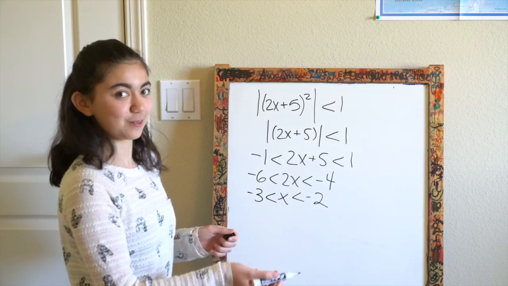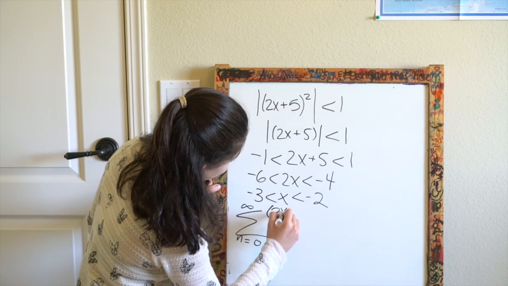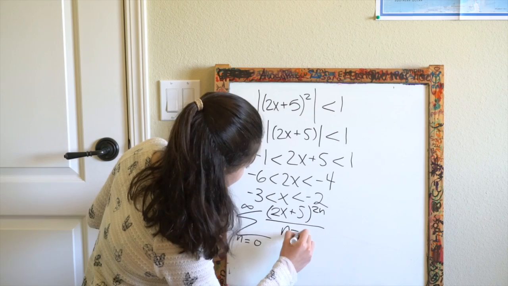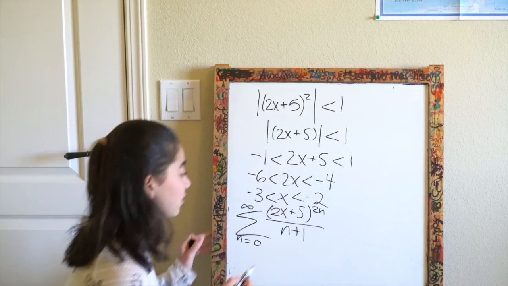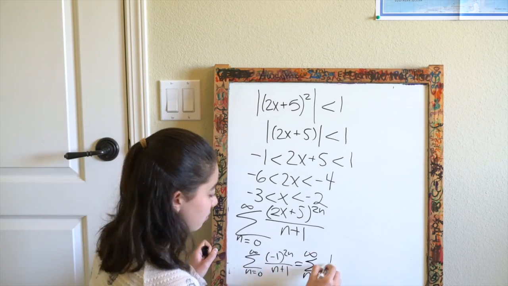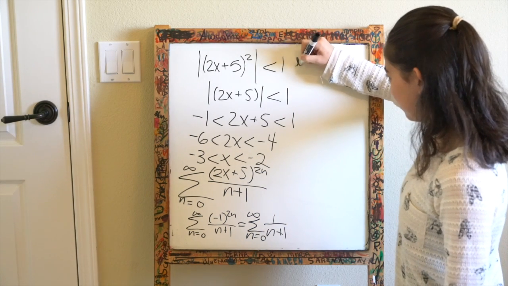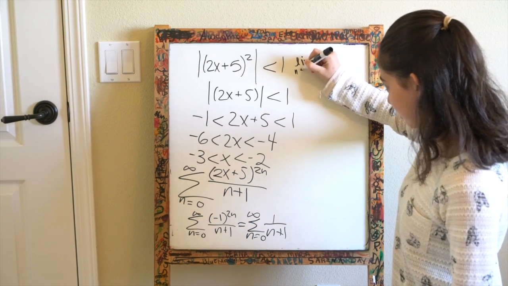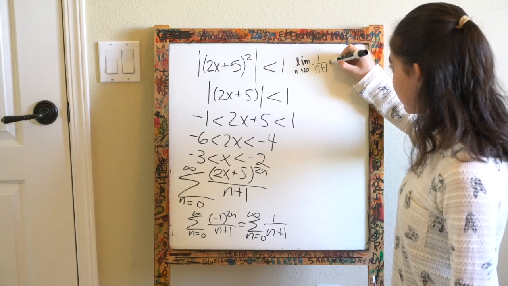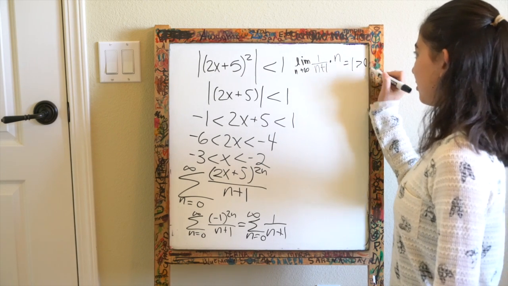Now we have the interval of convergence, which you have to plug back into the original equation, which was (2x plus 5) over 2n all over n plus 1. So you have to check the endpoint, so you plug in -3 for x. So we're going to use the limit comparison test to test this out. So it's the limit as n goes to infinity of 1 over n plus 1 times, and then I'll use n, so it'll cancel out and it'll just be 1, which is greater than 0, so it works.